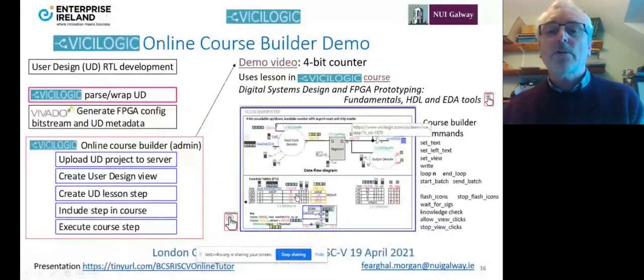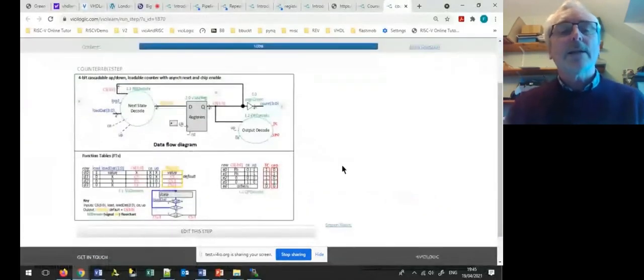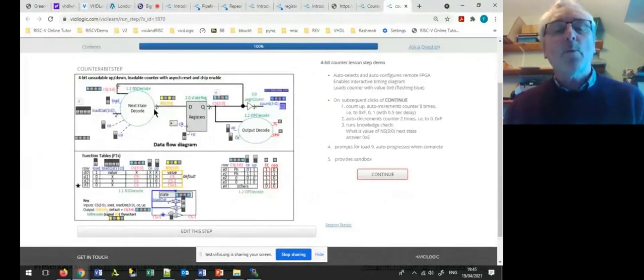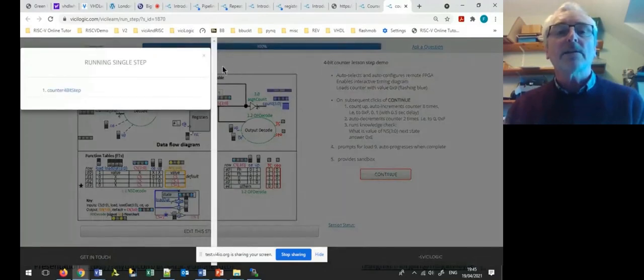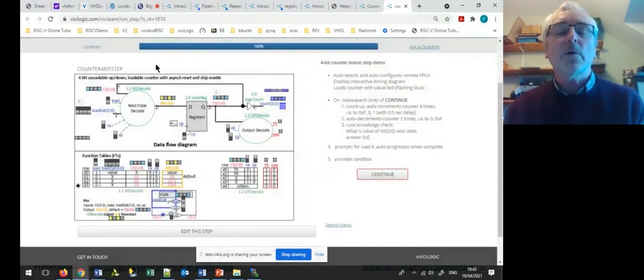This is a fundamentals course with a counter. And again, I hope you're familiar with this, but if you're not, there's a fundamentals course that has a whole series of lessons on everything from flip-flops to muxes to counters. But this is a 4-bit counter with 4 registers. It has a next state decode. It has signals like load and load data and chip enable and up, etc. And it has an output count. And these are the typical things that digital designers would show. They would have truth tables, function tables, state machines, etc.